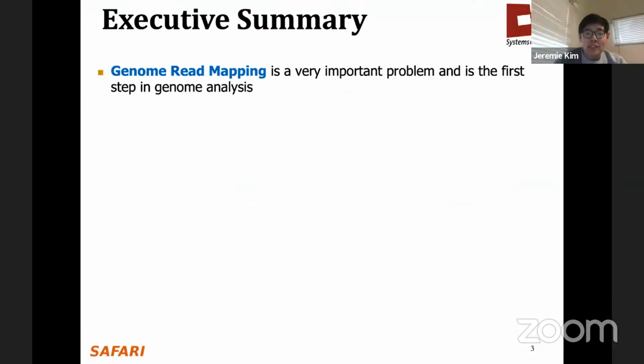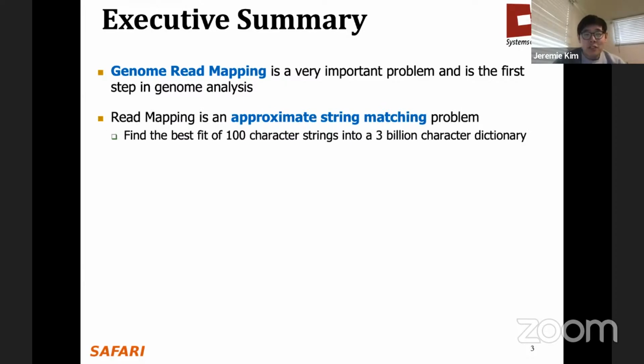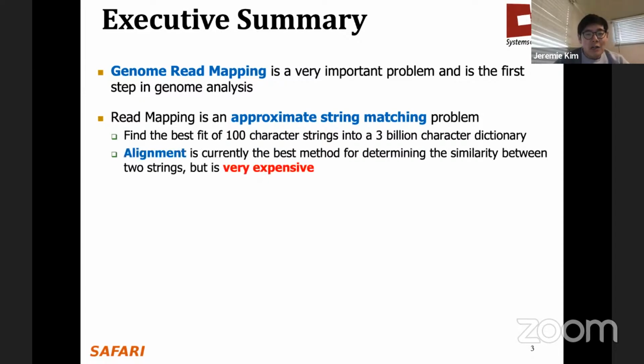Genome read mapping is a very important problem and is the first step in genome analysis. Read mapping is an approximate string matching problem, and for the problem that we're particularly looking at, we are trying to find the best fit of 100 character strings into a 3 billion character dictionary. And that 3 billion character dictionary is the human genome. So alignment is currently the best method for determining the similarity between two strings, but it's very expensive as it relies on an n-squared dynamic programming algorithm.